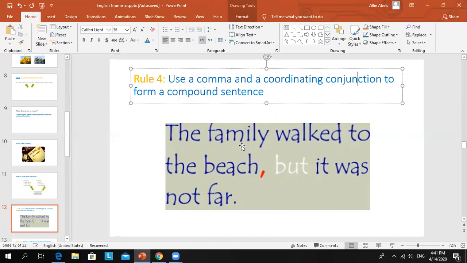So when we join two or more sentences together, we need to put a comma at the first sentence, then we need to put the conjunction to join the two simple sentences or three simple sentences and form a compound sentence. That is what the fourth rule is stating. When we are forming a compound sentence with two or more simple sentences, we need to place a comma and a coordinating conjunction to make that work.